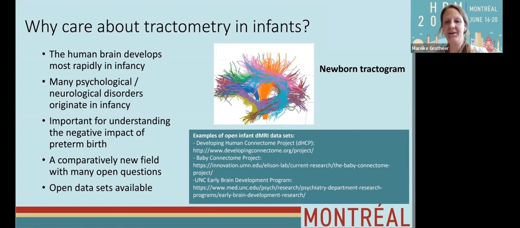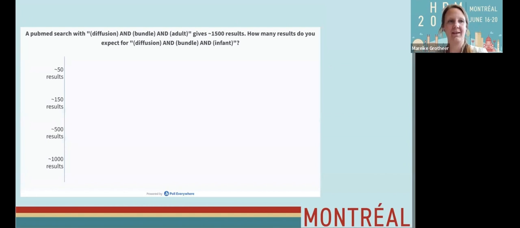So just to drive home how new tractometry in infants really is, here's our first quiz. If a PubMed search with diffusion and bundle in adults gives 1,500 results, how many results do you expect for diffusion and bundle in infants? 50 results, 150 results, 500 results, or 1,000 results? I hope you had a chance to pick your answer. The correct answer in this case is 150 results.